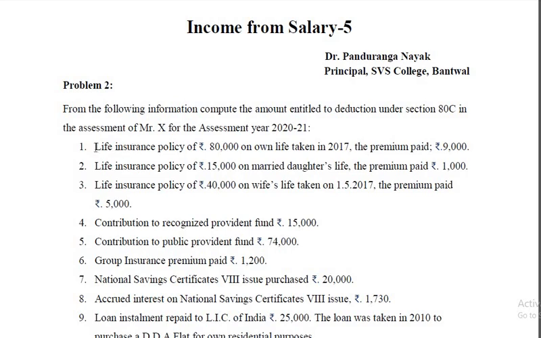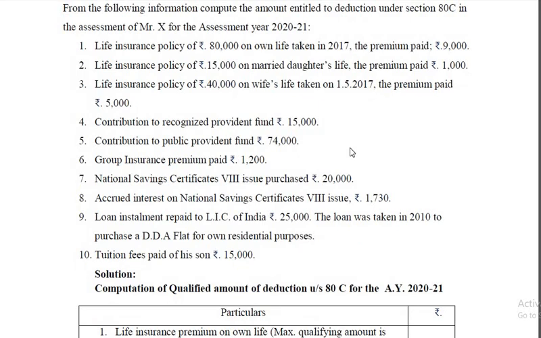Okay, from the following information, compute the amount entitled to deduction under section ATC, the assessment of Mr. X for the assessment year 2020-21. Life insurance policy of rupees 80,000 on own life taken in 2017. The premium paid is 9,000.